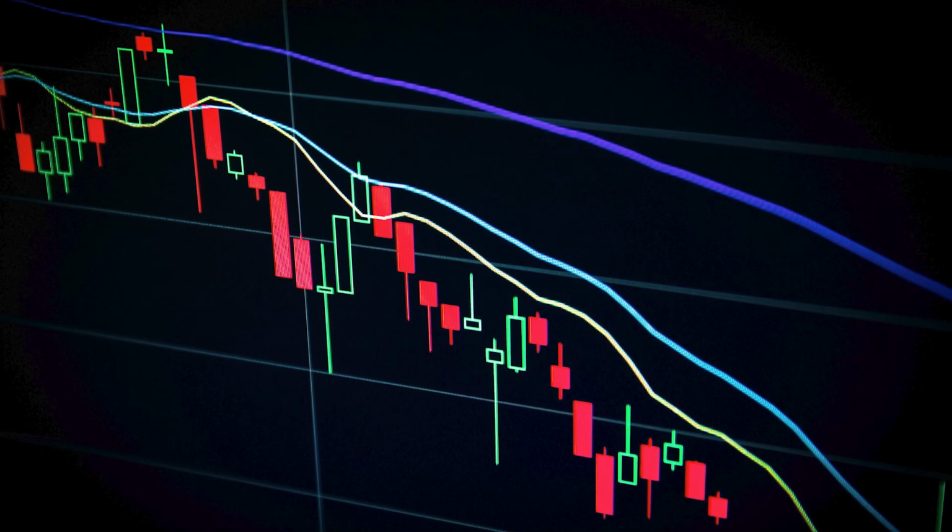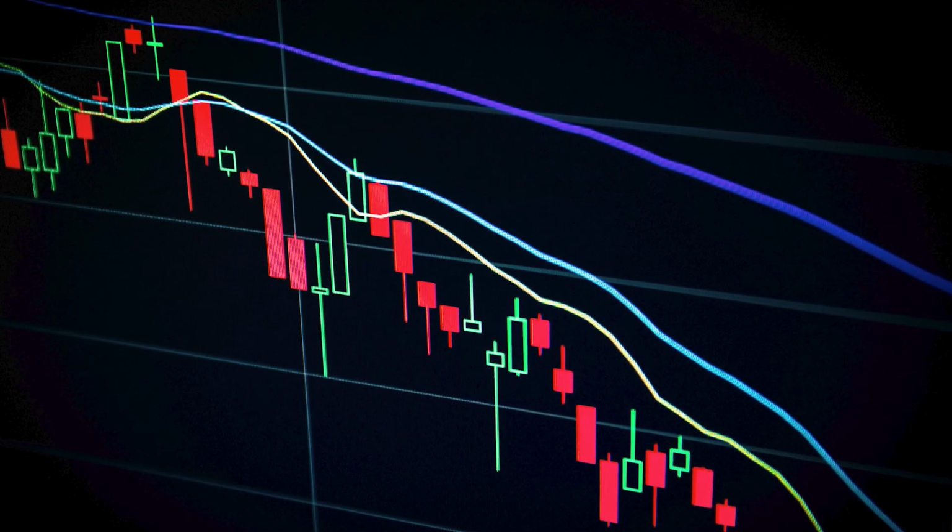By the way, a rising window has a lower line and an upper line. The lower line is a very strong support level.